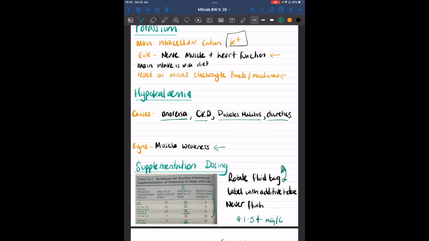Also put the dose with which you've spiked the bag, and never use that bag for flushing, for the same reason we don't want potassium going quickly into a vein. So we don't want to be flushing medications through with it. We don't want to be clearing IV catheter blocks or occlusions with it, and we don't want to be bolusing our patients with high rate fluids when they have potassium in. If you need to bolus your patient, if your vet asks you to do that, set up a new bag that is free of additives before you do that. It's a really, really essential habit to get into, checking your fluid bag before giving a bolus.